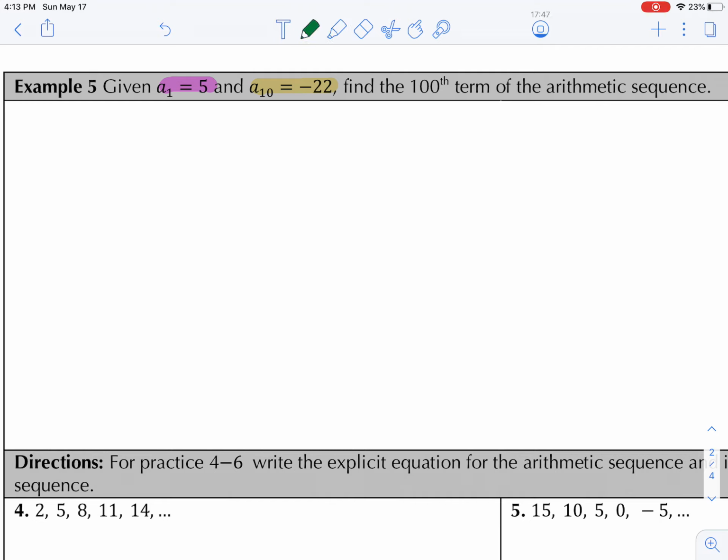So what this is asking us to do is figure out what is a sub 100. And if you look back on what we've done in example 3 and example 4, in order to answer a question like that, in example 4, we had to find a sub 30, and in example 3, we had to find a sub 17.